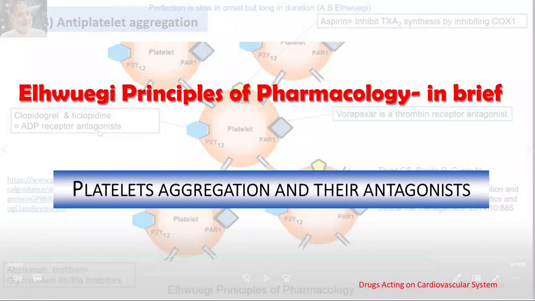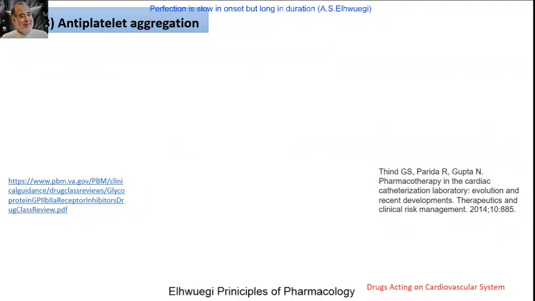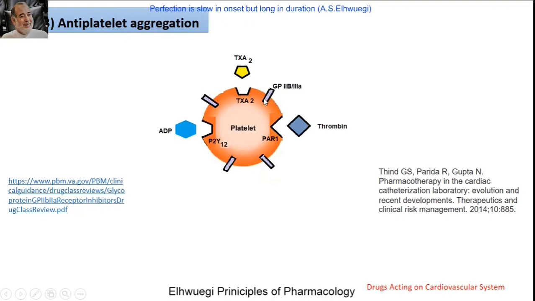In this brief presentation, we are going to talk about platelet aggregation, its mechanisms, and its antagonists, in order to understand the mechanisms by which antiplatelets prevent aggregation of platelets. So how does this happen? If we just imagine this is the platelet, the platelet contains different receptors.